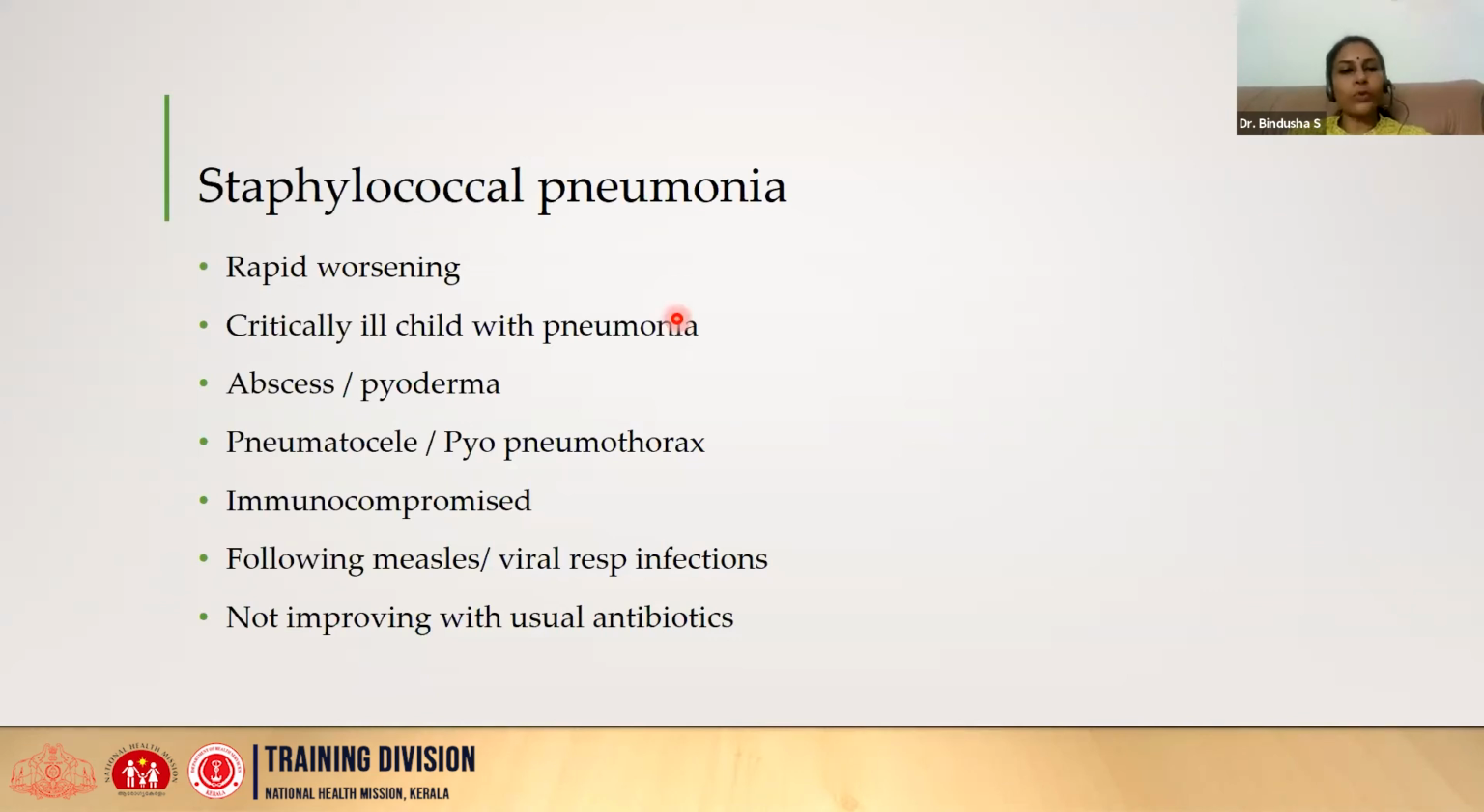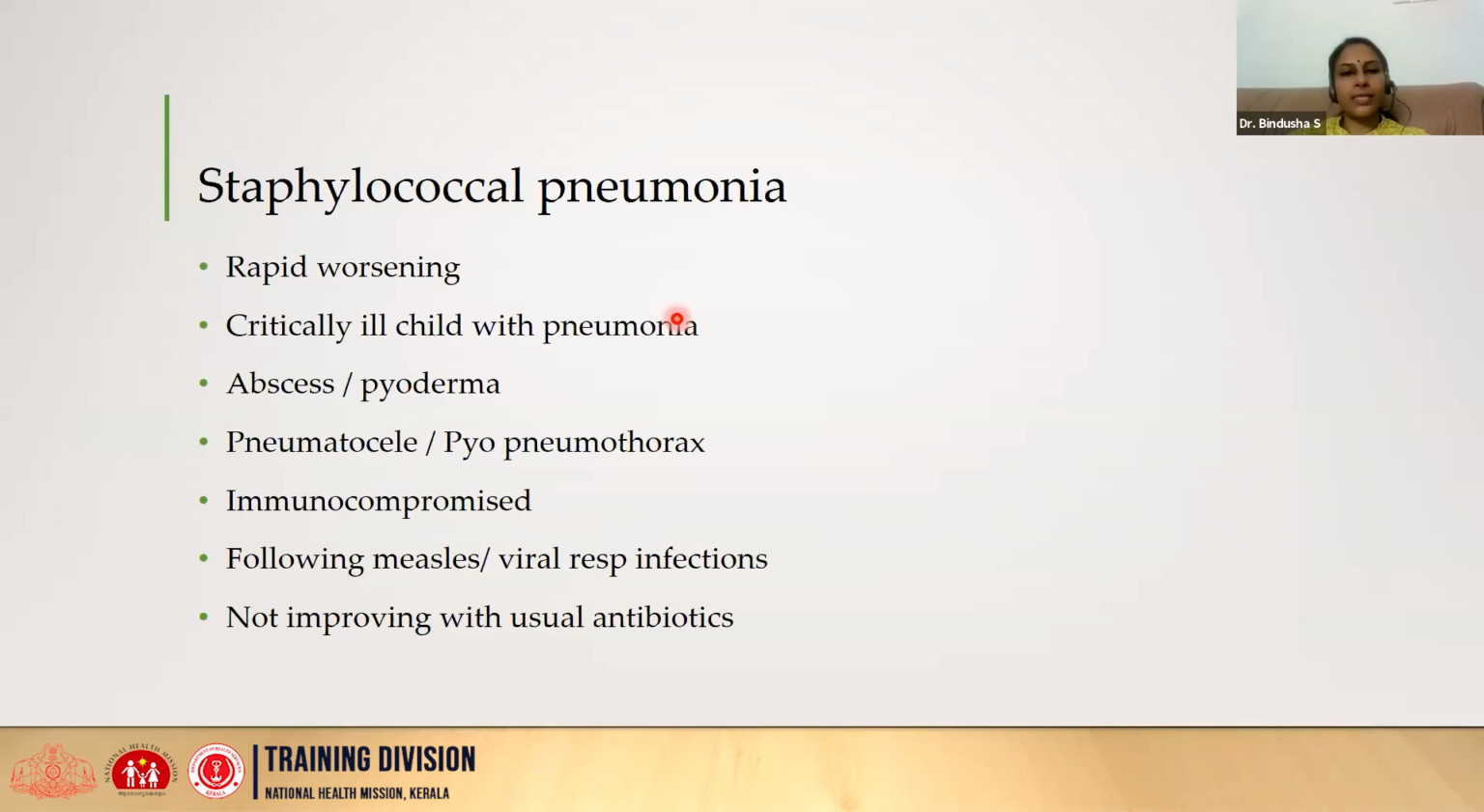And any child with pneumonia who is critically ill, a child with pneumonia and septic shock, think about staphylococcal pneumonia. Whenever a child has any other focus of staphylococcal infection, such as abscess or pyoderma, an X-ray showing pneumatocele or pneumothorax, and pneumonia in an immunocompromised child could be staphylococcal pneumonia. Pneumonia following measles or viral respiratory infections, where the respiratory epithelium is shed, has an increased chance of being staphylococcal pneumonia. And whenever the child is not improving with the usual antibiotics, we need to think about staphylococcal pneumonia and give appropriate antibiotics.